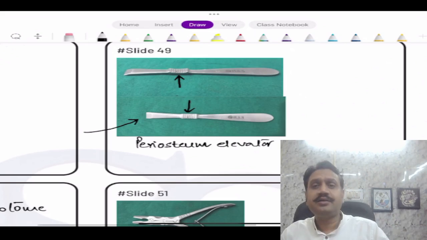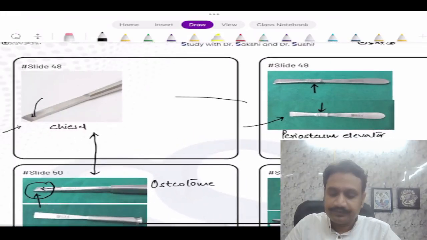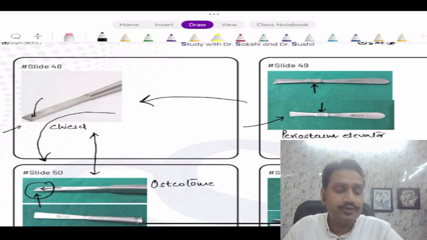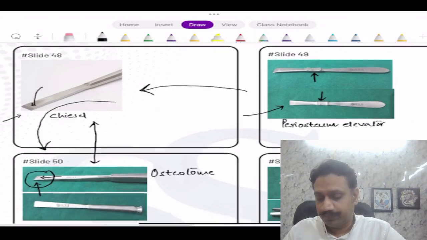So periosteum elevator, how to differentiate it from the chisel? And how to differentiate chisel from the osteotome, right? These three should be very, very clear. Okay, so periosteum elevator, chisel, and osteotome, right?